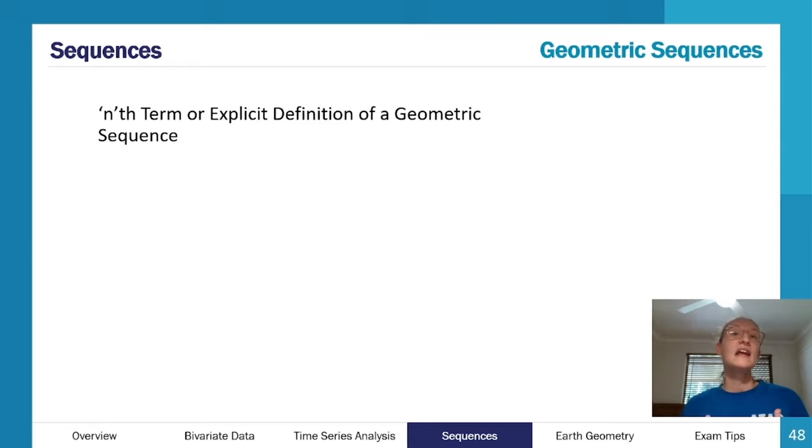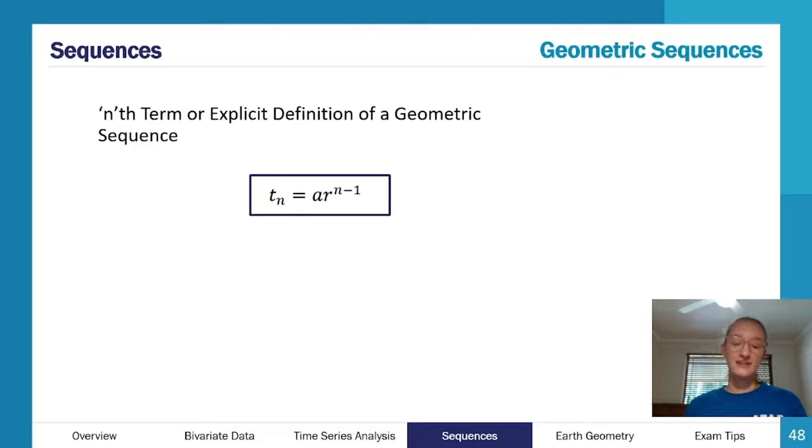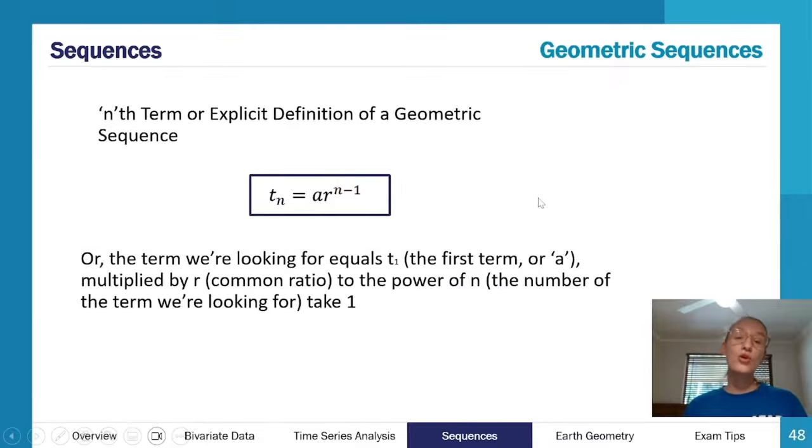But again, that's a little bit painful, so what if we want to skip straight to a certain term number? This is where we use the nth term or the explicit definition. So Tn is equal to A, which remember, that's the same as T1, our starting point, multiplied by R, our common ratio, to the power of n take 1. Or, like we said, that's putting it into words.